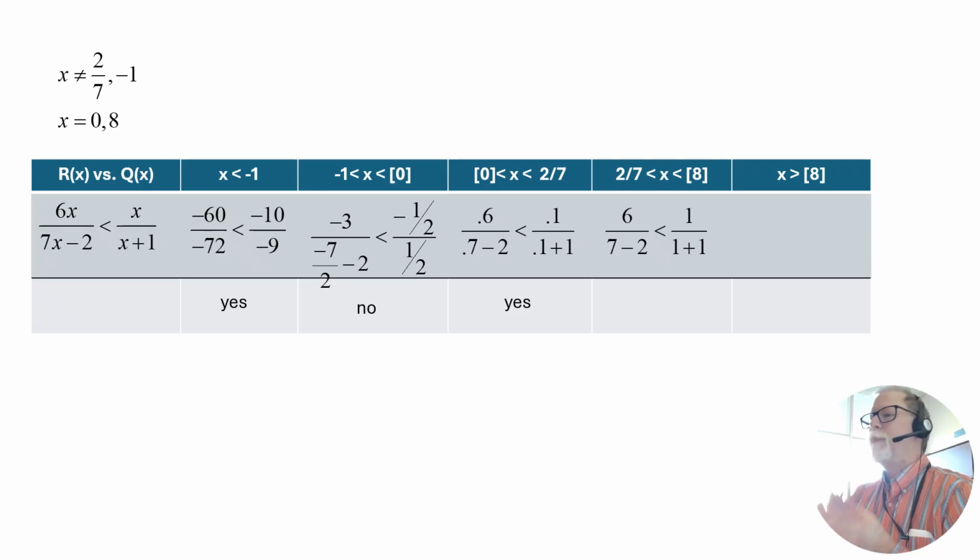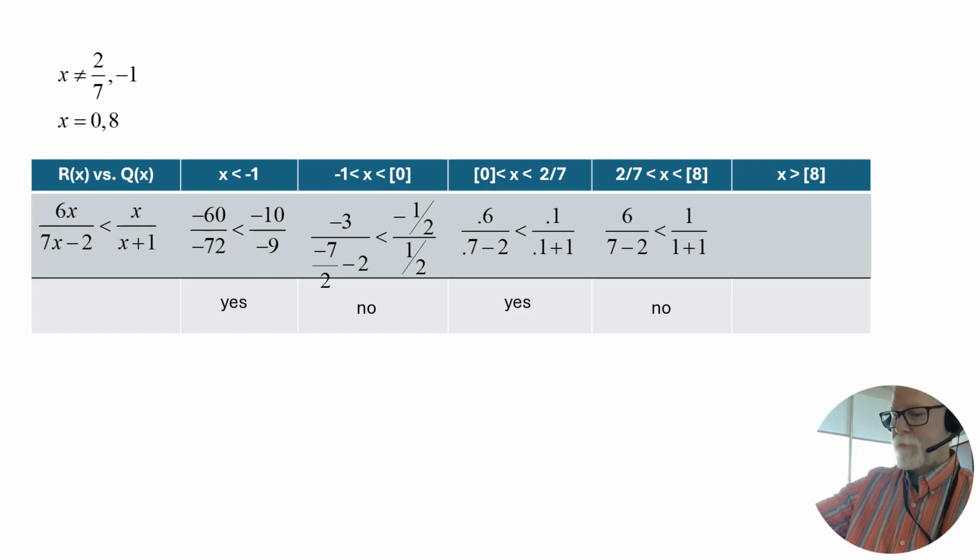Repeat for this one, I picked the number 1. So on the left, we've got 6 over 5, bigger than 1. And on the right, we've got 1/2. So no. And then finally, something larger than 8. There we go.